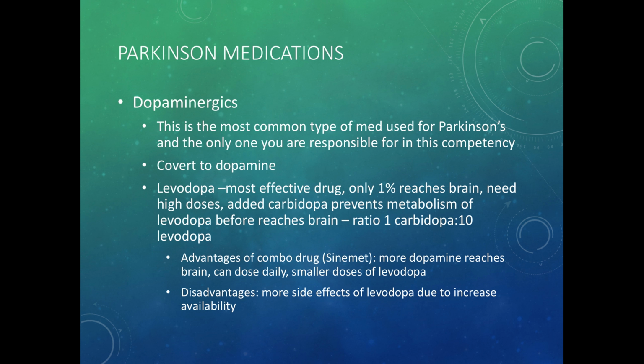And then what we do is we add something called carbidopa, which prevents metabolism of the levodopa before it reaches the brain. So we have a ratio of 1 carbidopa to 10 levodopa in these pills, and the combo med is called Sinemet. So more dopamine will reach the brain. We can dose it daily. There are smaller overall doses of levodopa in the Sinemet. Some of the disadvantages are that there can be more side effects due to the fact that there's more availability of the med.